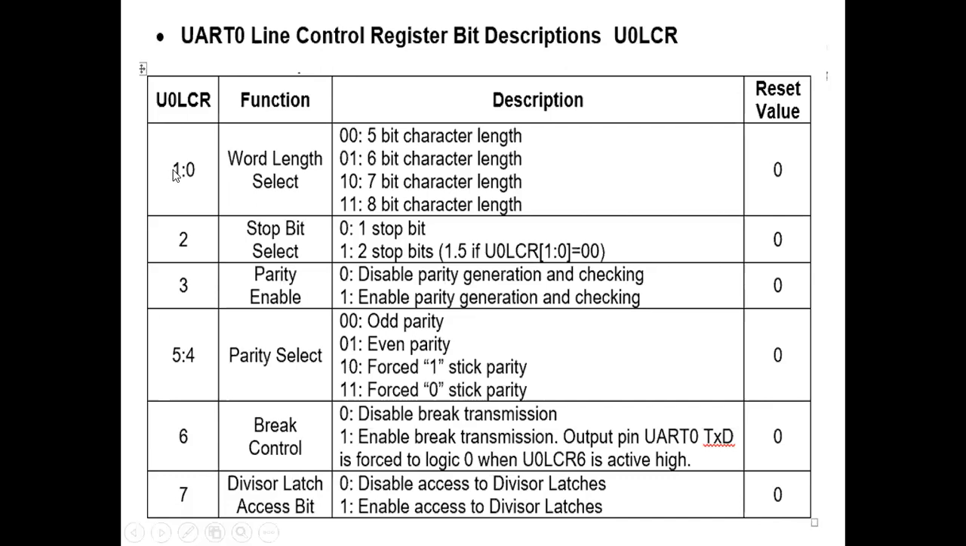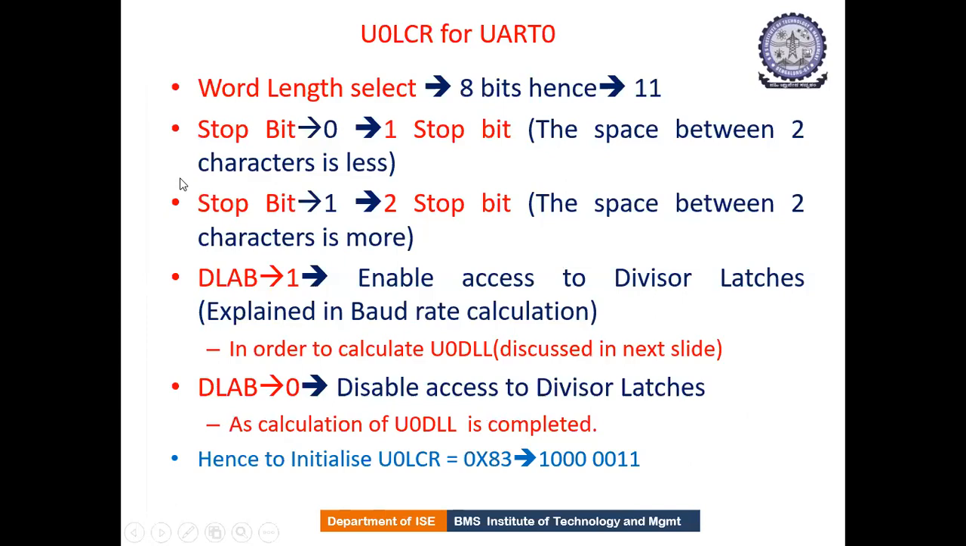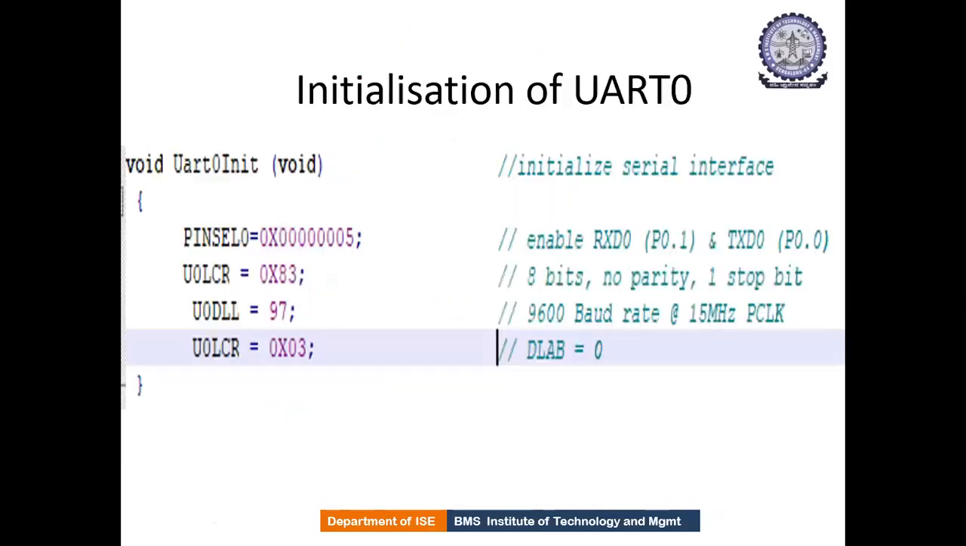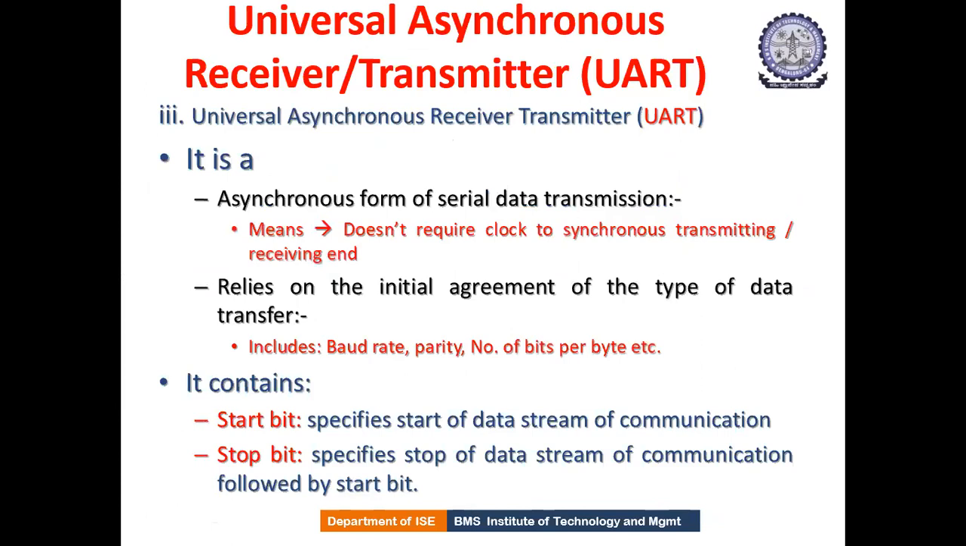So you will be fixing the 0 and 1 bits of LCR with 1 1. Is that fine? And the next, second bit is specifying the stop bit. That means, as we have seen, whenever we are transmitting the data, we should have something called a start bit specifying the data has started, and something called a stop bit to specify the data has been completed.